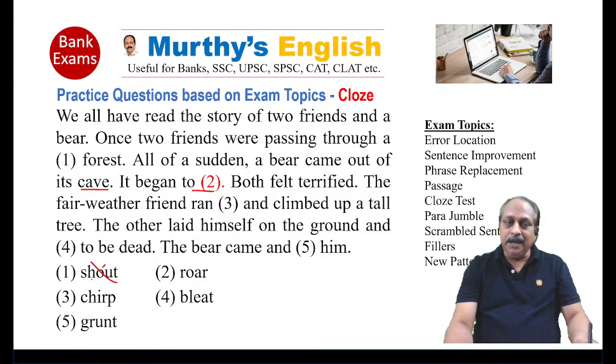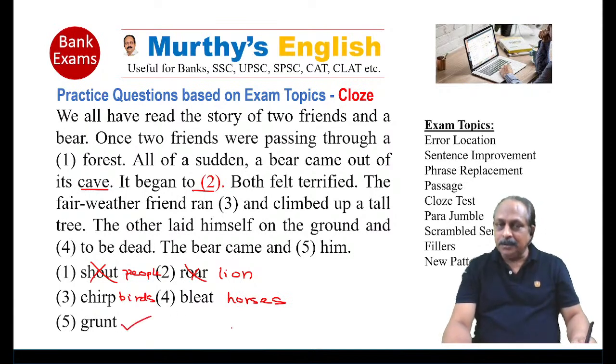No, shout, it goes with people. A roar goes with a lion. Lion, shout, people. And chirp goes with birds. Bleat goes with horses. Answer, what are you left with? Answer is the fifth option, grunt. We also use the word for bears actually, growl. What is the right word?